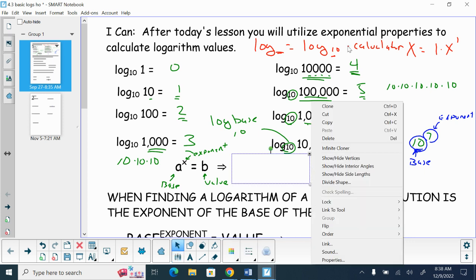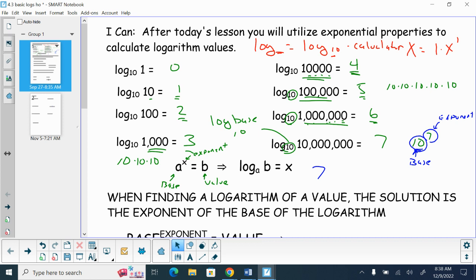Which now allows us to make a nice little conversion. And this goes both ways. If I have a to the x is equal to b, a is my base. So this is log base a of b is equal to x.